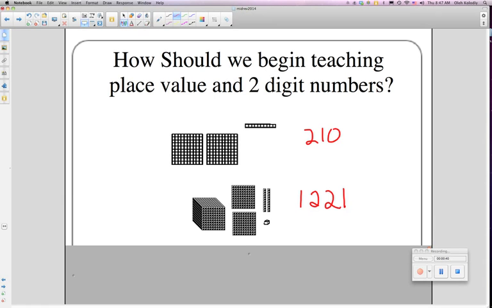So this is what we mean by place value, that children know that this place represents how many ones. This place represents how many thousands. This place represents how many hundreds you have. And this place represents how many tens you have.